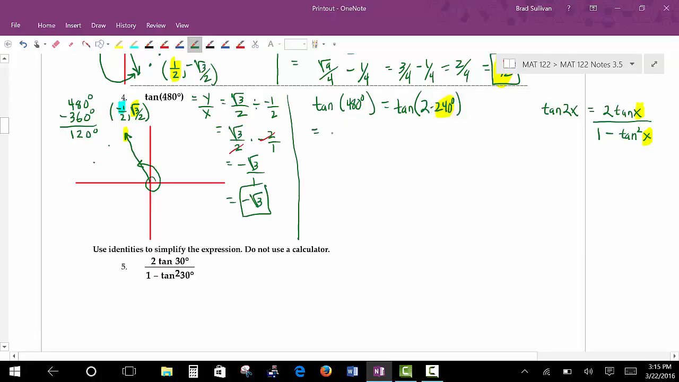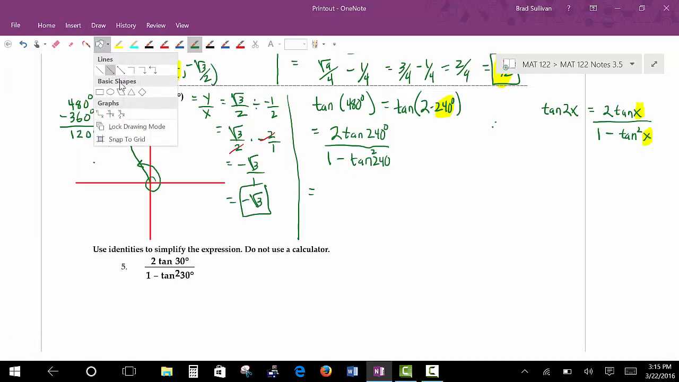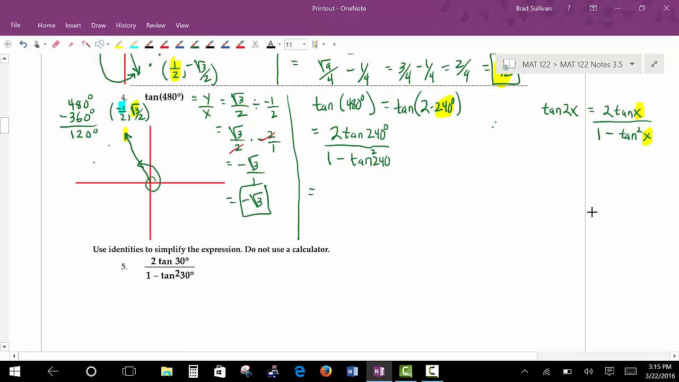So we're going to have 2 times... Okay, we've got 2 times the tangent of 240 degrees all over 1 minus tangent of 240 degrees squared. So we're going to work that expression out when we do this then. So we're going to go to a unit circle again. So I'm going to draw a unit circle diagram here at the side.